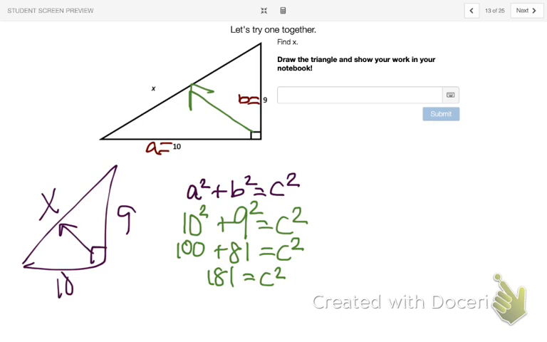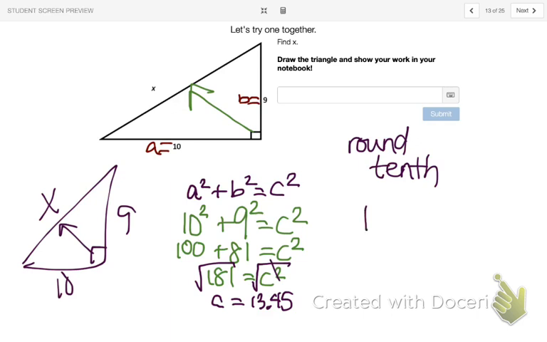All right, to get rid of this squared, I need to do the square root on both sides. So that cancels out, and I'm left with c equals, let me grab a calculator. All right, so the square root of 181, we are able to use the calculator, so it's actually equal to 13.45, but we want to round it to the nearest tenth.